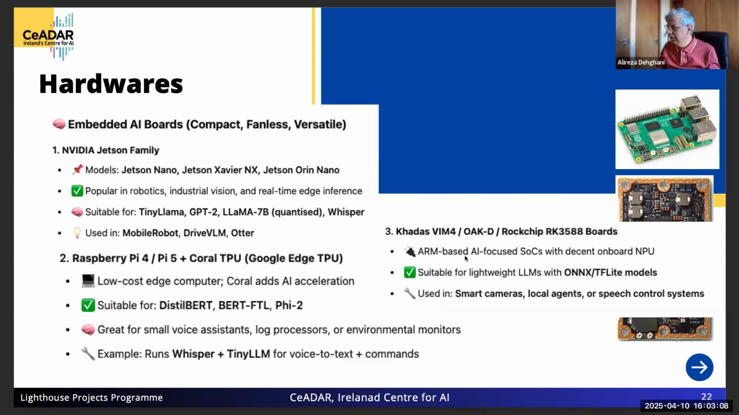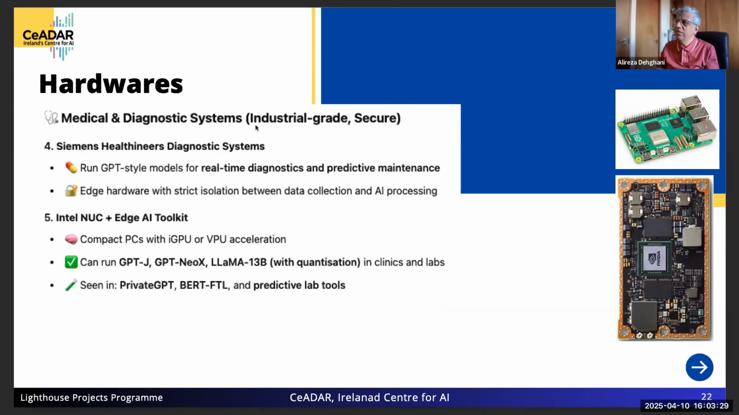You can see another example, which is an ARM-based AI-focused SoC, system on a chip, with decent onboard NPUs, neural processing units. Okay, so it is suitable for lightweight LLMs like ONNX and TF Lite models, and we can see the specific application of this one. For medical and diagnostic systems, the Siemens Healthineers diagnostic system is a good example. You can run GPT-style models there, and you can use edge hardware with strict isolation between data collection and AI processing there.